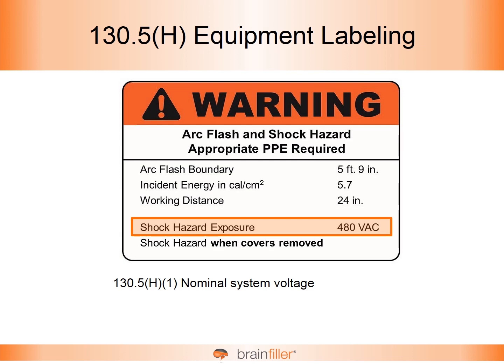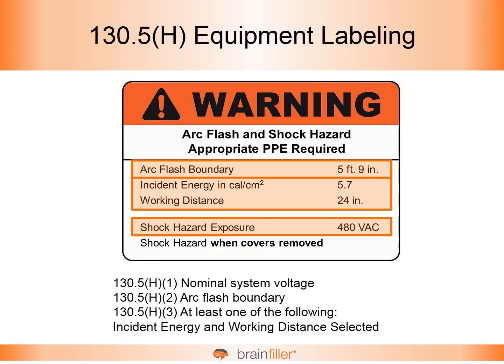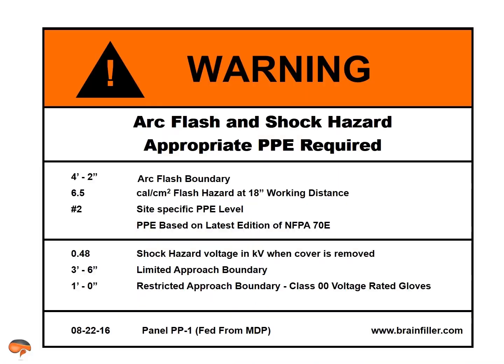And then we have 130.5(H)(2) that requires the arc flash boundary. And then finally, we have 130.5(H)(3), where we have a list. We select at least one of the following. And in this case, I have the calculated incident energy in calories per square centimeter and the corresponding working distance where that incident energy is based on.